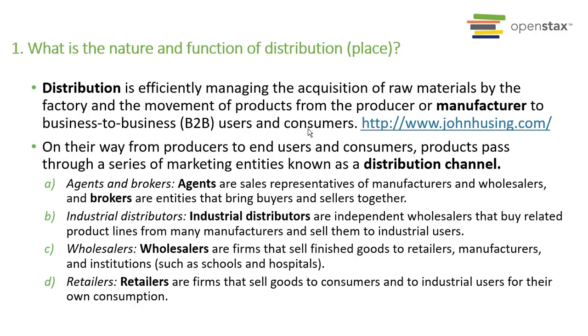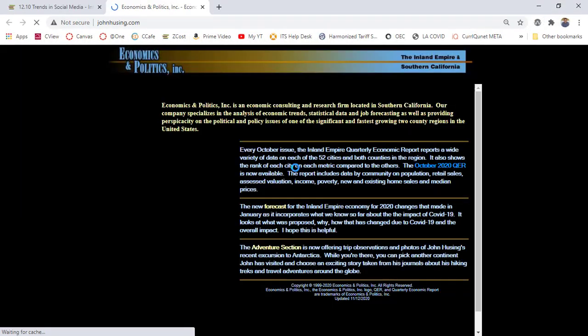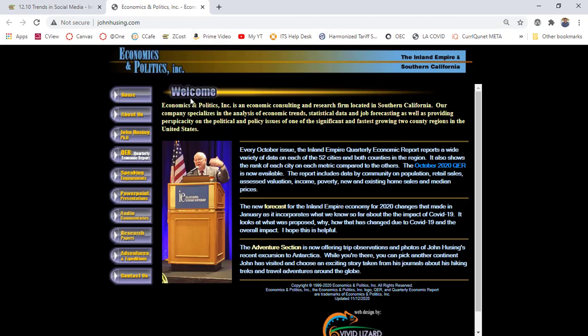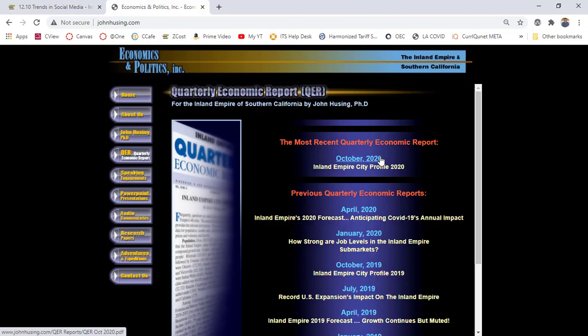What's the in between? I decided for this, before we get started, I wanted to show you some very important data here from John Husing. So John Husing is the chief economist of the Inland Empire. And so if you ever want to know what the Inland Empire economy looks like on a quarterly basis, he's the guy who collects the data and gives it to the state and businesses, etc. He's a very dynamic, very interesting guy. Anyway, so let's look at the last quarterly report here.